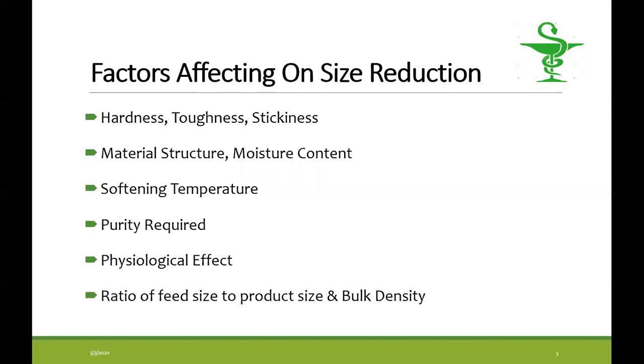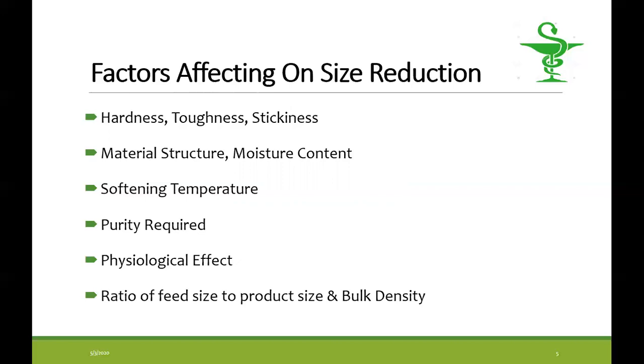Next, moisture content. The presence of moisture in the material influences a number of its properties such as hardness, toughness or stickiness, which in turn affects particle size reduction. The material should be either dry or wet. It should not be damp. A material having 5% moisture in the case of dry grinding and 50% moisture in wet grinding does not create any problem.